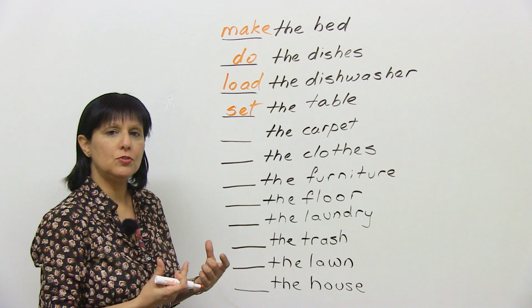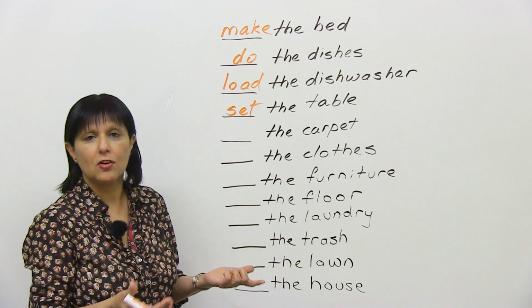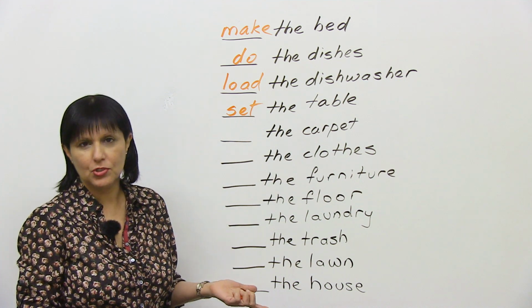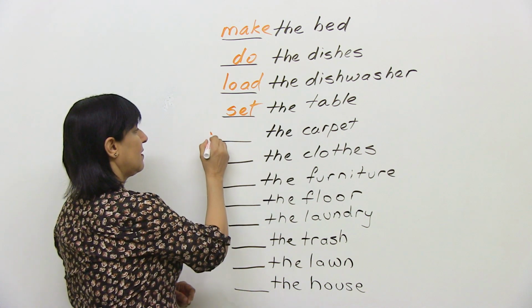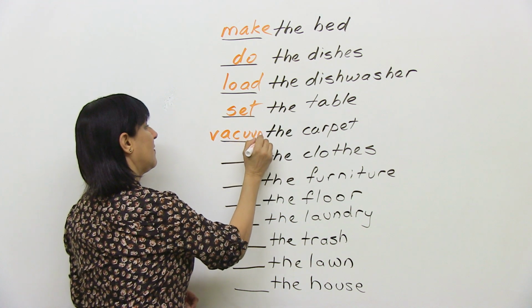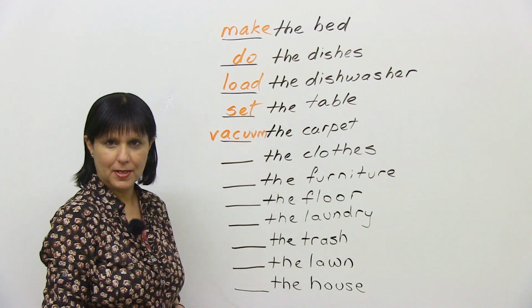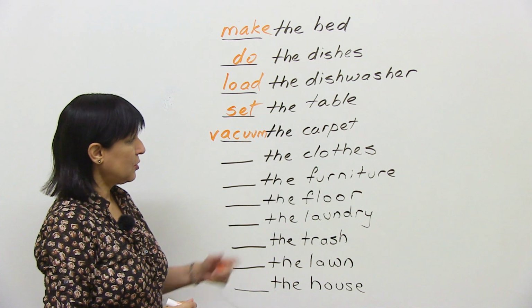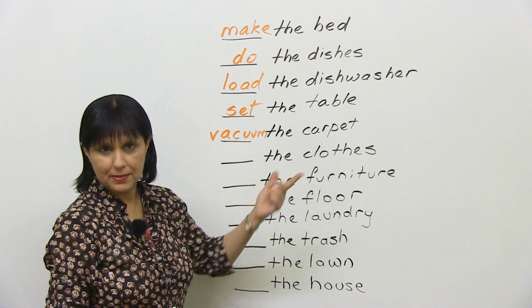Next, for the carpet. What's the verb you can use to say that you need to clean the carpet? We don't really say clean the carpet. We usually say to... Starts with V. Vacuum the carpet, okay? Next, it could be also the carpet or the rug, all right?